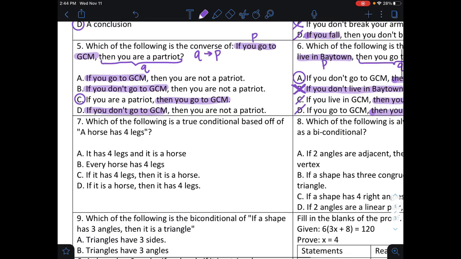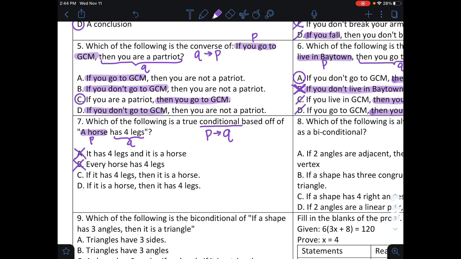Number 7, which of the following is a true conditional? Okay, conditional means if P, then Q. A horse has 4 legs. So we have horse and then 4 legs. So this is going to be P, this is going to be Q. All right, so A is already wrong because it doesn't start with the word if. B is wrong, it doesn't start with the word if. So now we're between C and D.